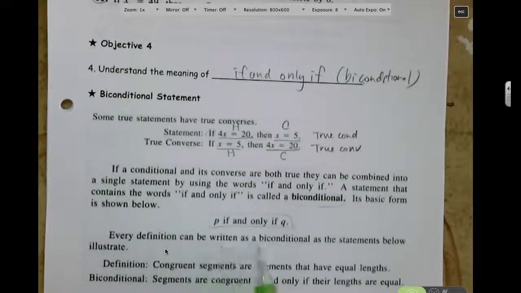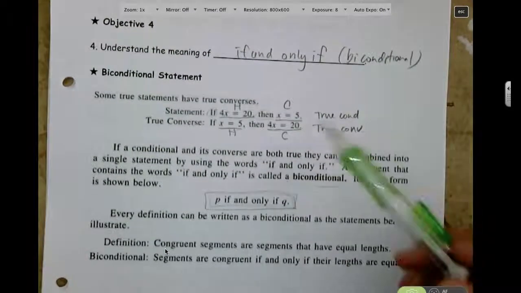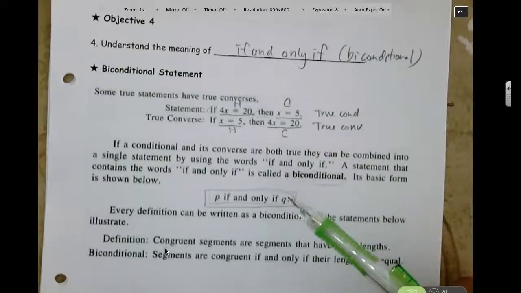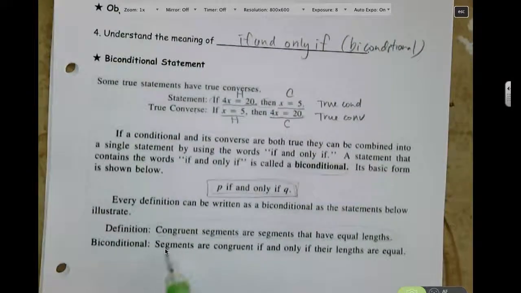Every definition can be written as a biconditional, as the statements below illustrate. Okay, so this is how a definition of something can be written, because for something to be a definition, both the statement and converse have to be true. And then you will see the example of this so you understand better. Okay, so the definition here: congruent segments are segments that have equal length. This is the definition of congruent segments. You remember equal length is congruent segments? So here's the biconditional. Segments are congruent if and only if their lengths are equal.